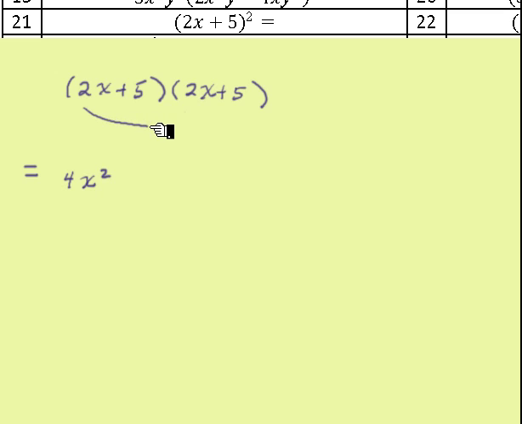Then we're going to multiply the outer terms, and here we have 10x. And the inner terms, and we also have 10x. Combine those, we get 20x. And finally, last times last, that's plus 25.